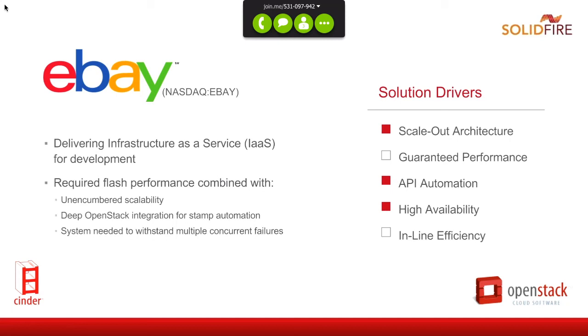I don't want to have to go to my storage and provision it and then go to OpenStack and make those connections. And also, they wanted a very resilient infrastructure. If you'll notice on the right-hand side, we check some boxes there that we tend to call our pillars, if you will. In this particular instance, eBay was looking for a scale-out architecture to withstand multiple concurrent failures. They wanted that API automation and that high availability that is built into OpenStack.